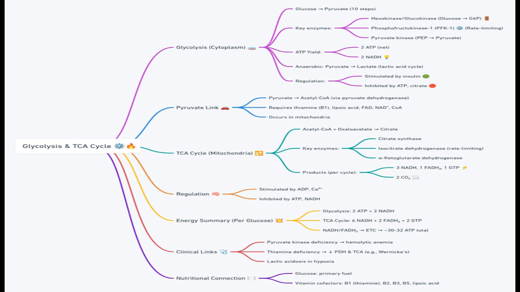From succinate to fumarate, you have succinate dehydrogenase, and from fumarate to malate, you have fumarase. From malate to oxaloacetate, you have malate dehydrogenase. All right, so basically that's it.